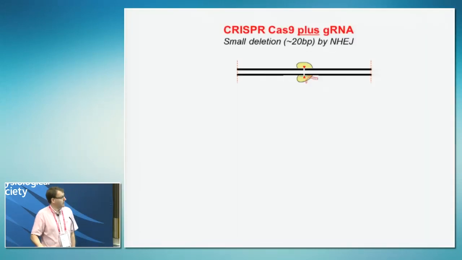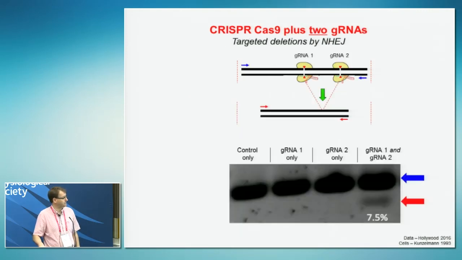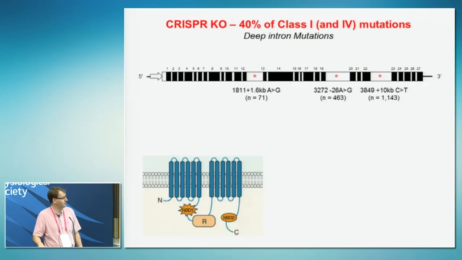Well, when we do knockout, we get end resection, the two ends join together, fill in the gap. We've sequenced it. Sorry, I knew that would happen. These sequences have got misaligned, but we get small deletions. This is just a dendrogram of the distribution. Most of them are only about 10 to 20 base pair deletions. We can use two guide RNAs and cut out a specific region of the gene. In this first test that we did, we got nearly 8% knockout.